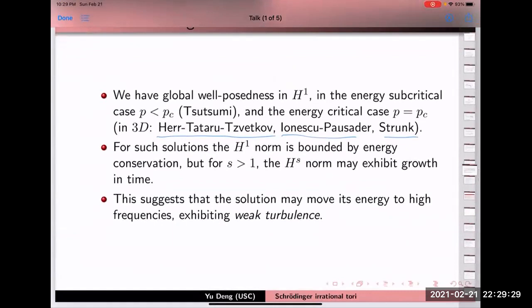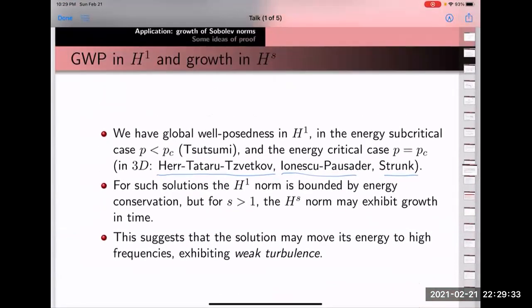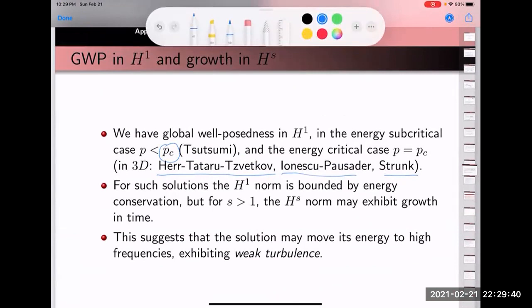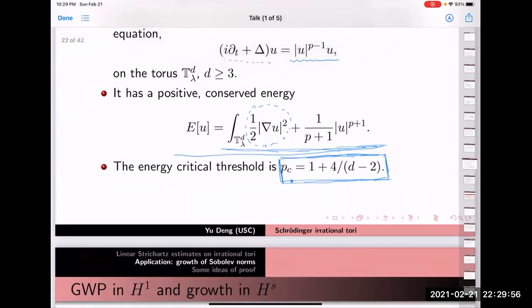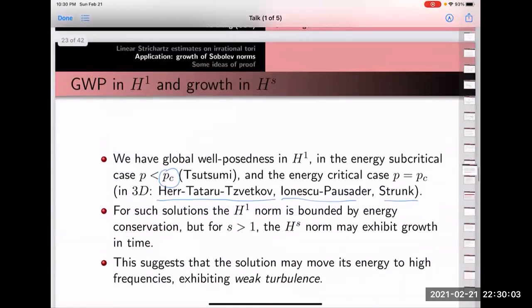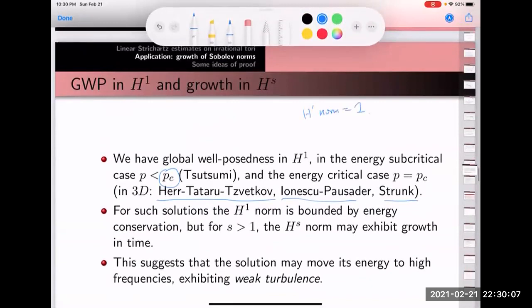Okay, so the question of growth of higher Sobolev norms concerns the following. Suppose p is less than or equal to this critical value, then your solution exists globally and is bounded in H1 because of the energy. The question is, how does the H^s norm of the solution behave when s is bigger than 1? Physically, if you have a solution on a torus, then the solution will be supported in some particular frequencies. The H1 norm equals a constant, but if the H^s norm goes to infinity, then it suggests that these solutions are shifting to higher and higher frequencies at time infinity. So this means we have high frequency.